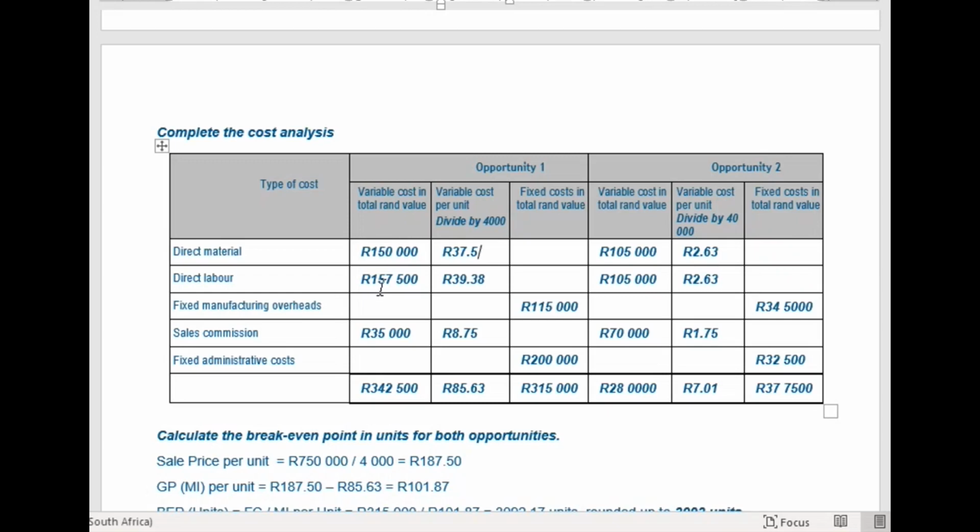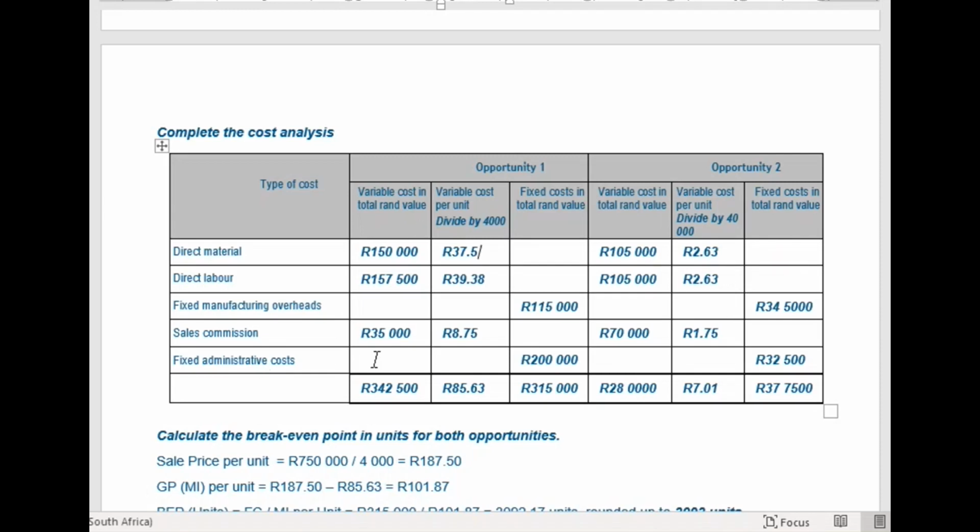The direct labor, you do the same. You take your direct labor as it is given, then you divide it by the 40,000 to get the variable cost per unit, and you get 39 Rand 38. Since the amount for direct labor is the same as for direct material with opportunity two, you are going to get the same answer if you divide it by 40,000.